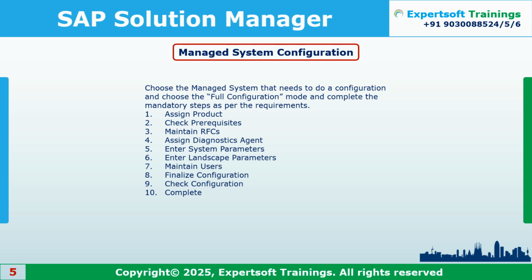The TMW and read RFCs are the main RFCs which are important to be activated for the system to connect to systems like S4, BW, GTS, and other satellite systems. We call it a satellite system or the managed system, whether it is S4, BW, GTS, whatever it is.